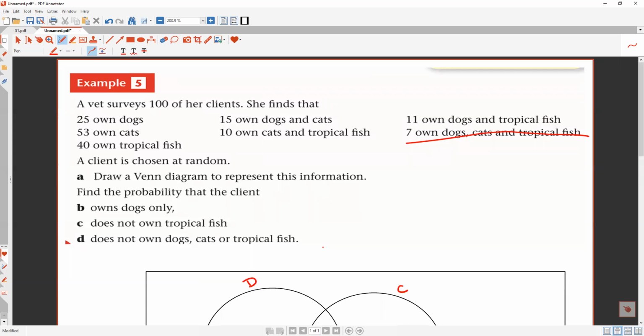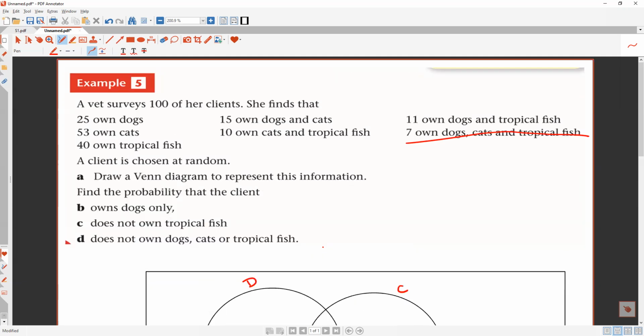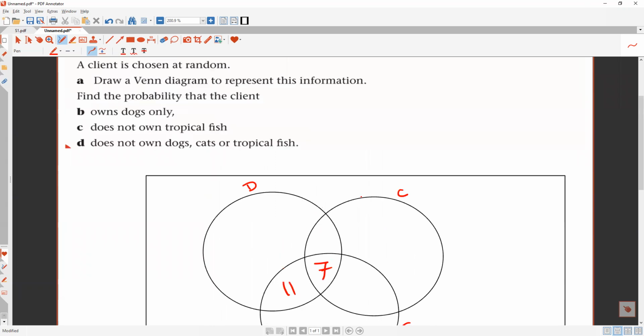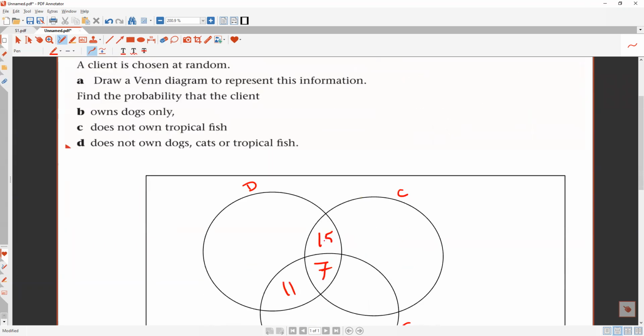Okay, next you find what are both commons. Now we found the 3 commons. So both the commons are what do I have? Dog and fish. Do I have dog and fish? Yes, 11. I have dog and fish, 11. So let me write 11 over here. Can I have dog and cat as well? Yes, 15 of them have dogs and cats. So write this over here.